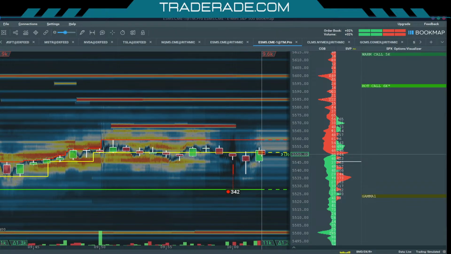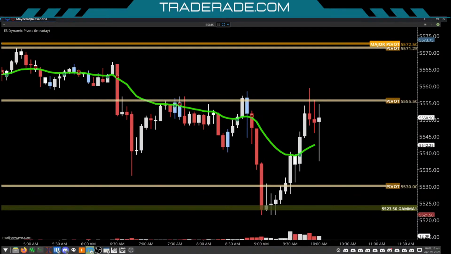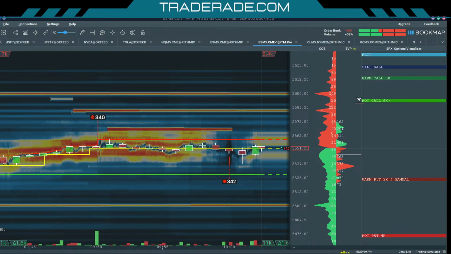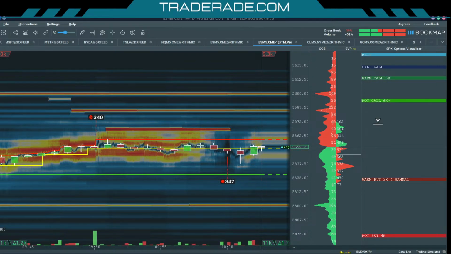But I'd be looking for, once again, if we can build acceptance above this 55.50 pivot, I think we can get up to this major pivot. The next level is 55.72.50. That's the major pivot. And then above there, we've got some of these levels to watch where the options flows are targeting, right? The hot call and the warm call specifically still outpacing the puts pretty significantly. So this is still a market that wants to move higher.